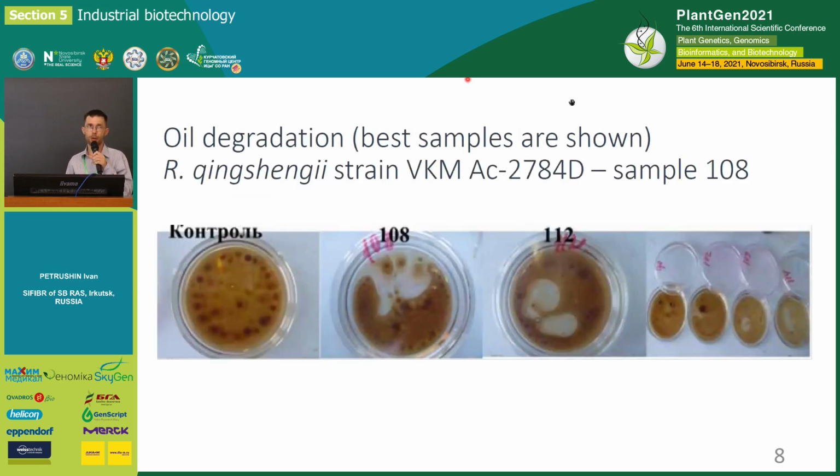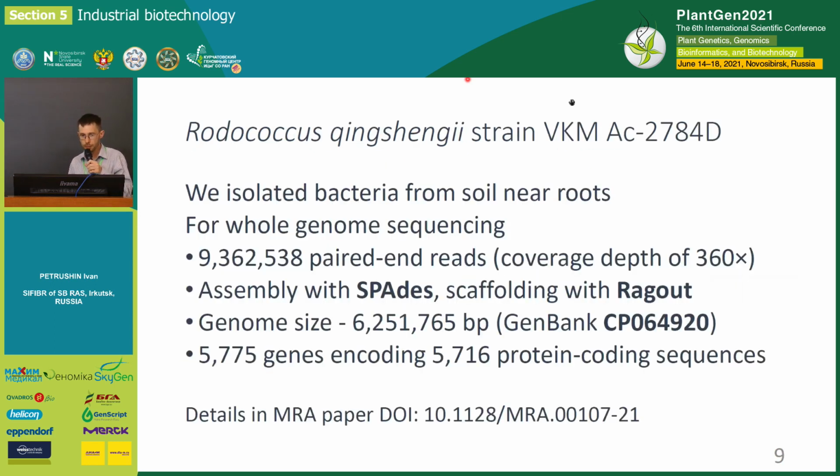Talking about pure oil digestion and degradation, a number of samples were used, and the best of them are presented on the image. It's very clear that the oil film is degrading, and we selected this sample, 108, for whole genome sequencing, performed a year ago. We sequenced it with Illumina NovaSeq with pretty good coverage, I think, assembled with SPAdes and then scaffolded into the whole chromosome with Ragout, which I like very much, thanks to Mikhail Kolmogorov from the Genome Research paper.